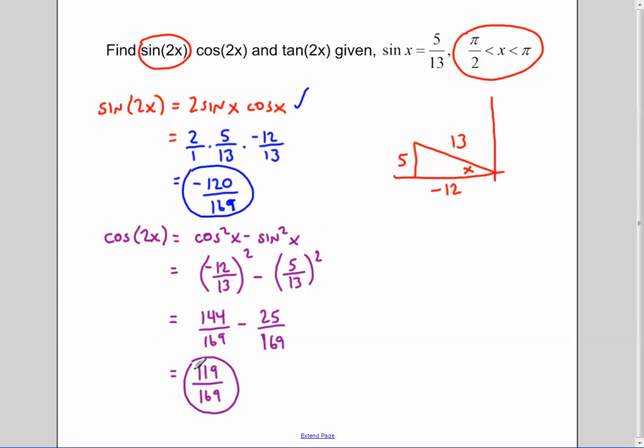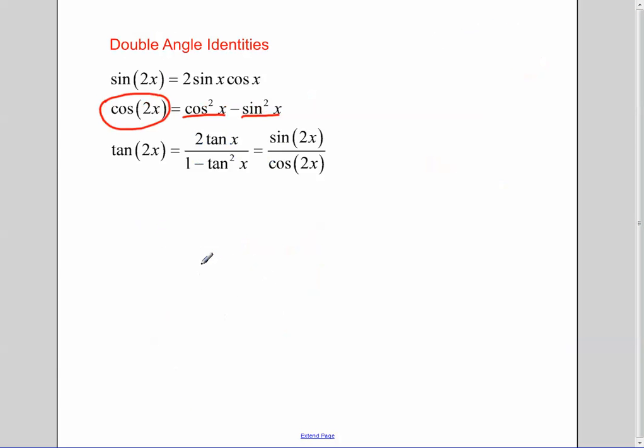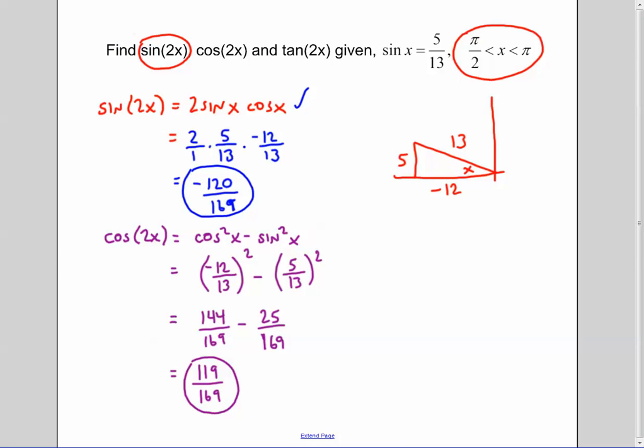Now, for tangent, I like to use a shortcut. Let me go back to the previous slide. There is this double angle identity right here, and that one is fine. Obviously, it works. But since I've already done my double angle of sine and my double angle of cosine, I prefer to use that. So that's the one I'm going to use here. I'm going to do that right off to the right-hand side. Double angle of tangent is equal to double angle of sine over double angle of cosine.